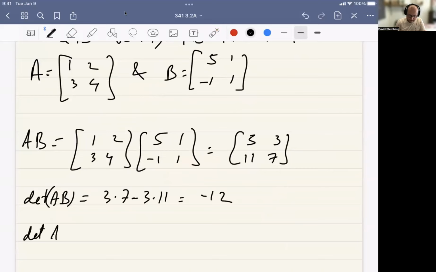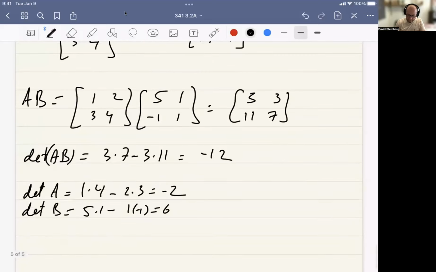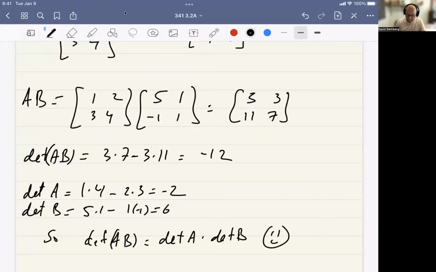The determinant of A is 1 times 4 minus 2 times 3, that's -2. The determinant of B is 5 times 1 minus 1 times -1, that's 6. And so sure enough, the determinant of the product, -12, is equal to the determinant of A times the determinant of B. Again, not a proof, just an example. The proof is very interesting, but also contained very well in the textbook.